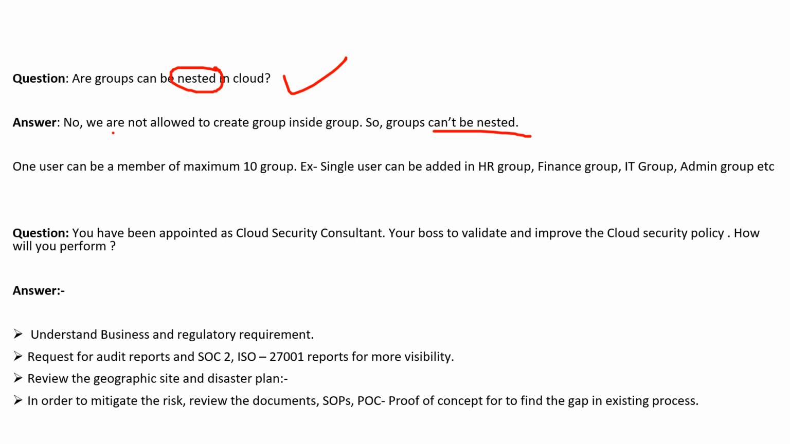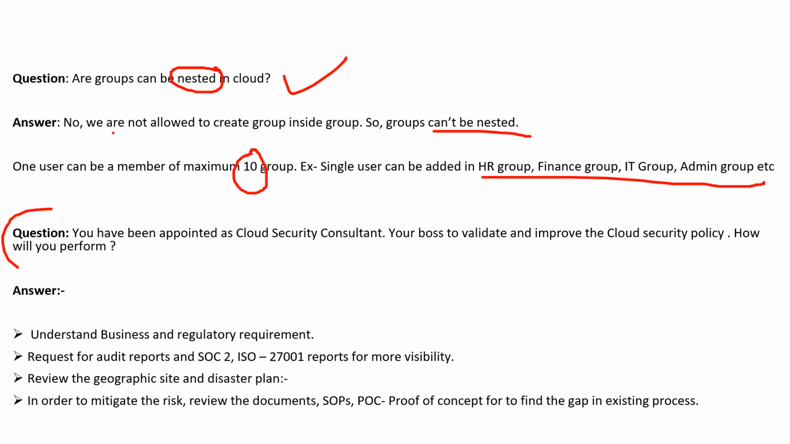One user can be a member of a maximum of 10 groups. For example, a single user can be added to the HR group, finance group, IT group, admin group. That means a maximum of 10 groups one user can be added to. However, it is also possible to add more than 10, but it requires legitimate approval.